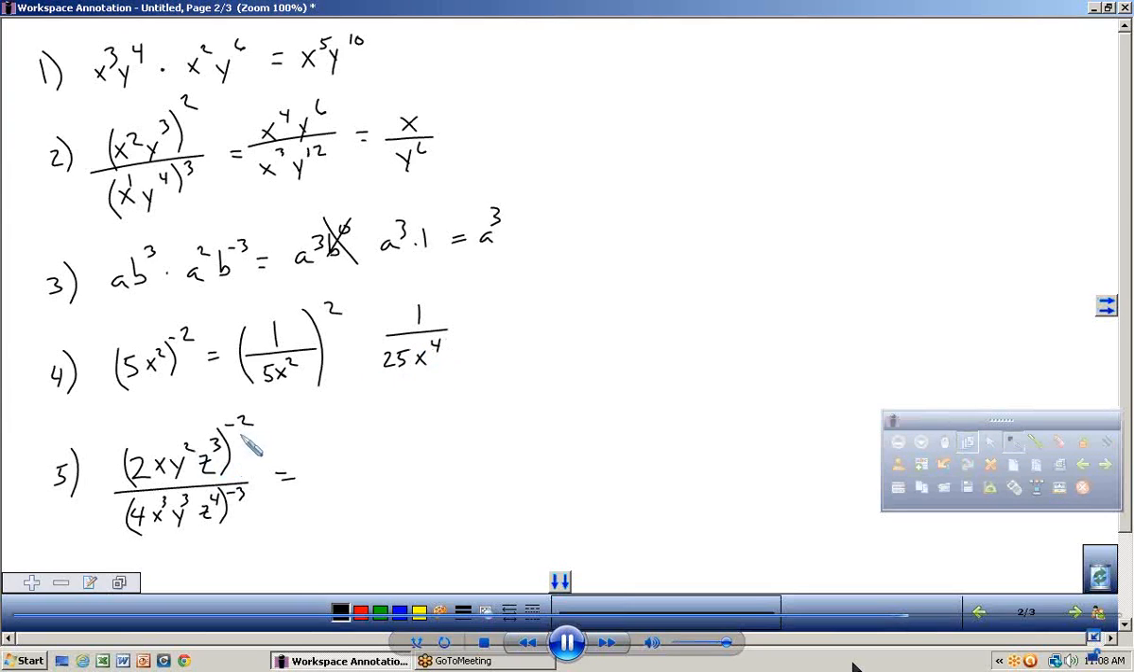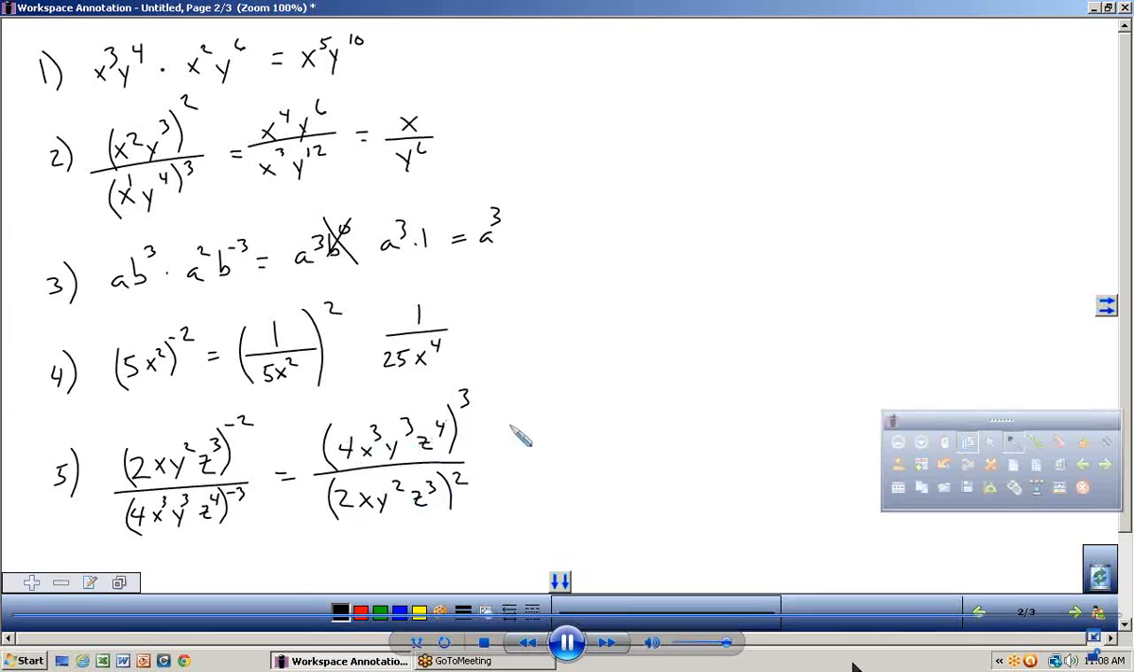Now this one we're going to flip this one and this one. So this one's going to go to the top, and this one's going to go to the bottom. This one's going to go to the top. So it's going to be 4x cubed y cubed z to the fourth, all of that to the third power. And then on the bottom, 2xy squared z cubed, all of that to the second power. And we have to distribute this power through all here and then use the product quotient rule.